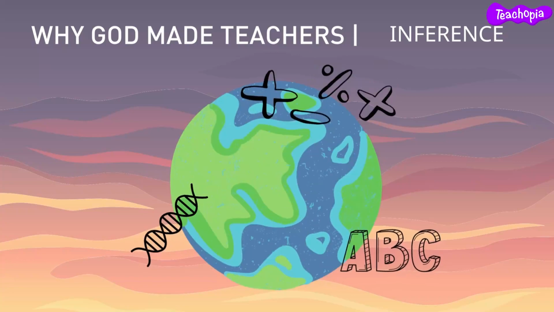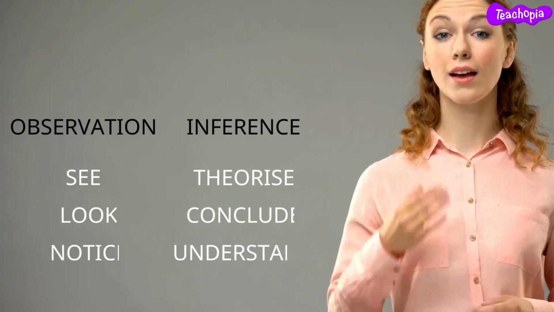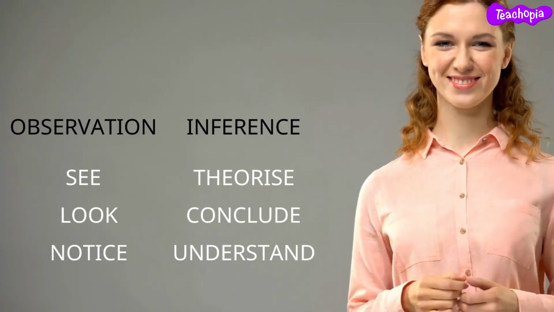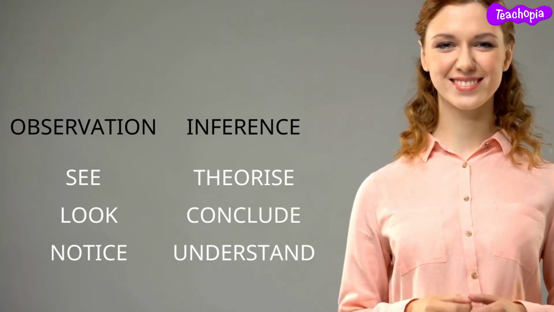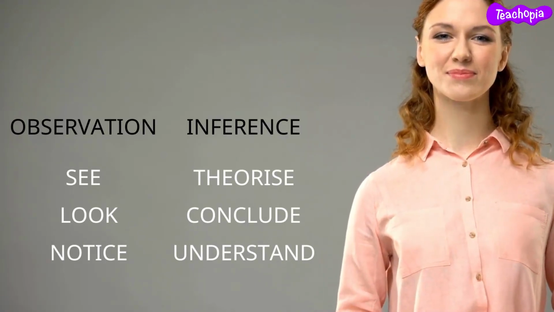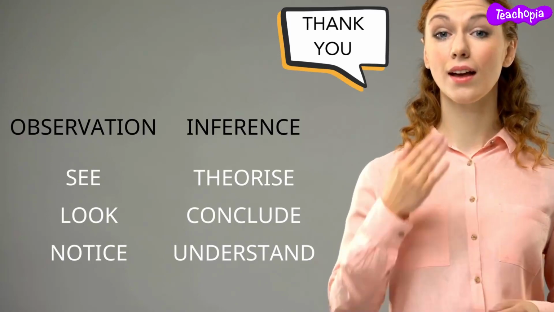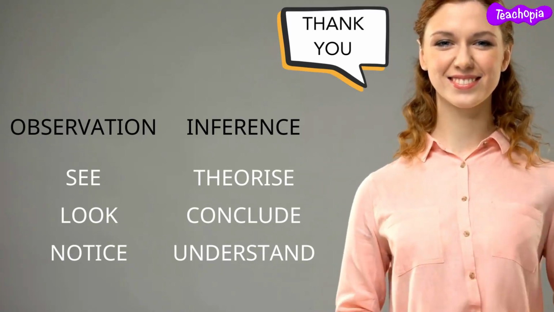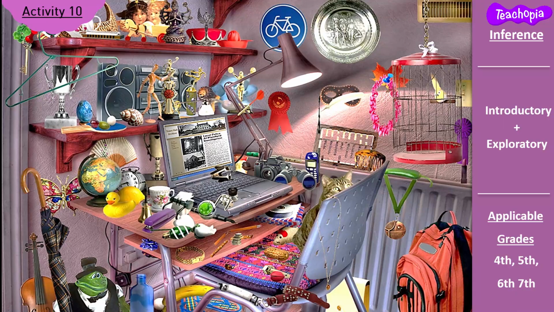Let us sum up. Observation means to see, look, and notice what is visible to us and what is in front of us. But inferring something means to understand, conclude, and theorize the implicit meaning hidden beyond what is explicitly given. Observe this image carefully. Take a couple of seconds to look through all the objects that are visible to you.